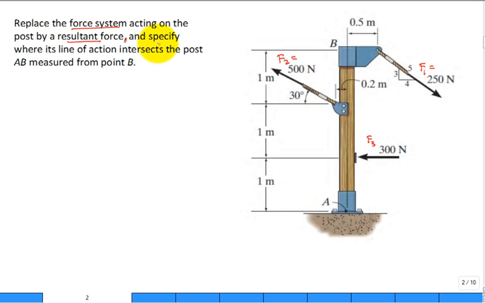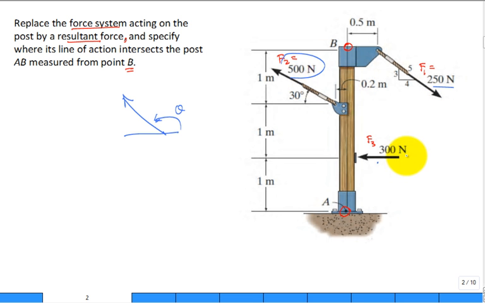Continuing to read now, and specify where its line of action intersects the post A to B. So this post is A to B, measured from point B. Well, you're going to measure that resultant force. May be a force that looks like this. It has a magnitude and some orientation, let's say theta. I think it's going to be pulled upward because of this 500 newtons and only 250 down, so it's probably upward directed, the resultant force.